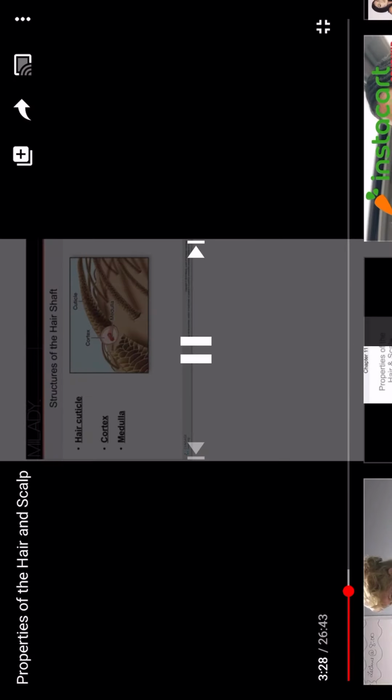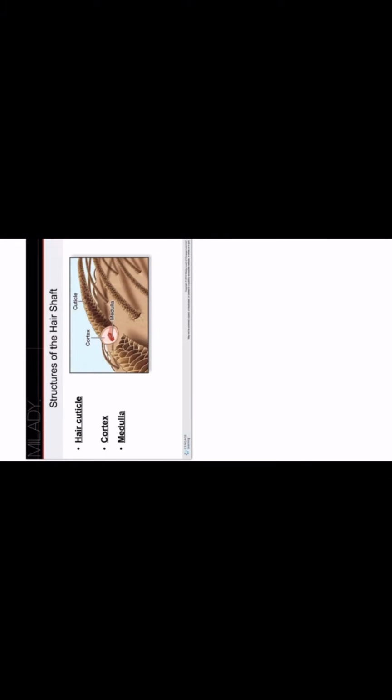The structures of the hair shaft. The hair shaft is what we will be treating in the salon. The hair shaft, if you remember, is the portion of the hair strand that projects above the epidermis, or the top layer of the skin. The hair shaft has 3 main parts: the hair cuticle, the cortex, and the medulla.